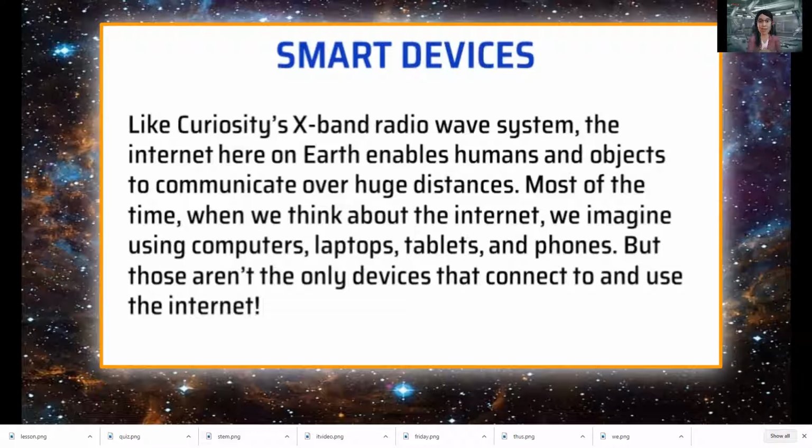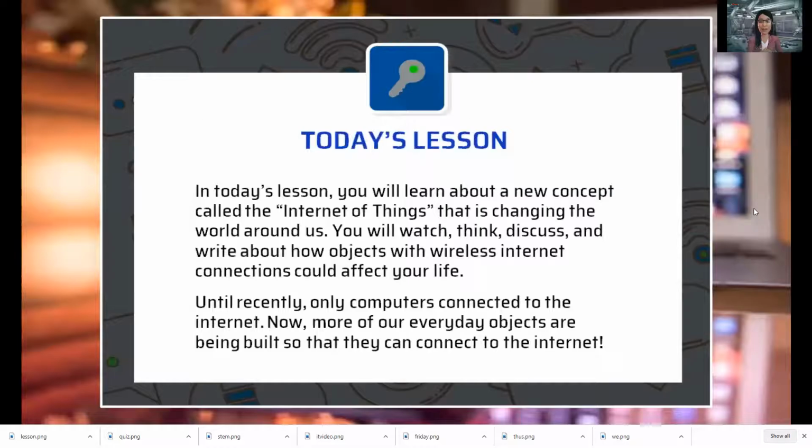communicate over huge distances. Most of the time, when we think about the internet, we imagine using computers, laptops, tablets, and phones. But those aren't the only devices that connect to and use the internet. In today's lesson, you will learn about a new concept called the Internet of Things. That is changing the world around us. You will watch, think, discuss, and write about how objects with wireless internet connections could affect your life.